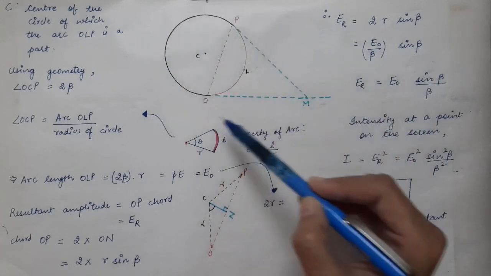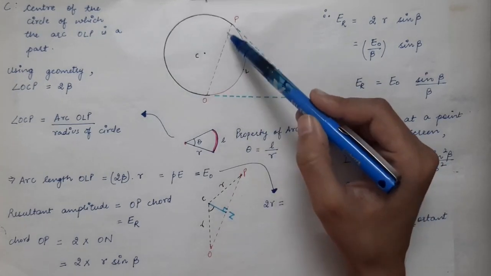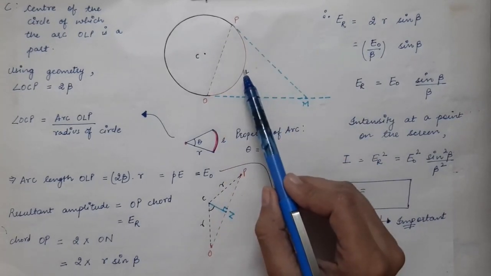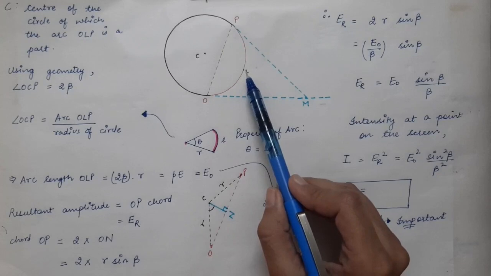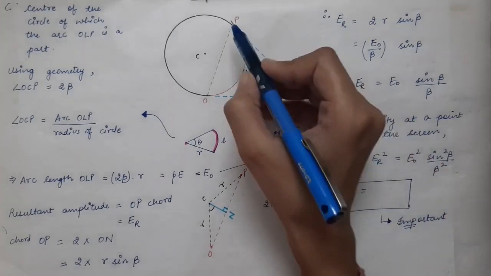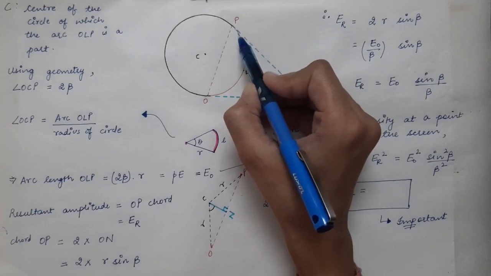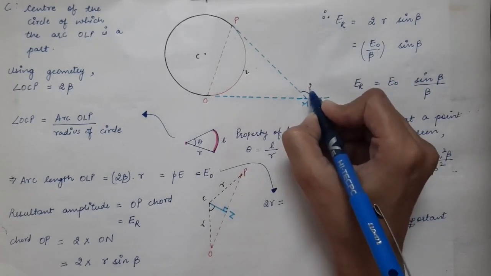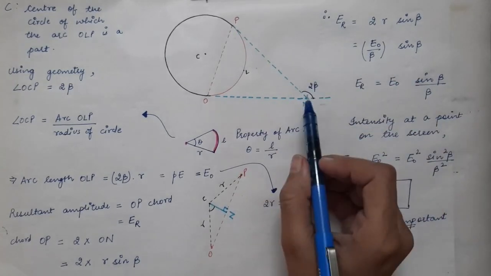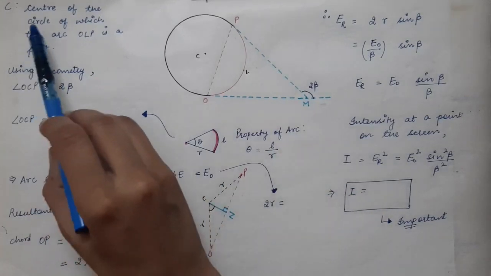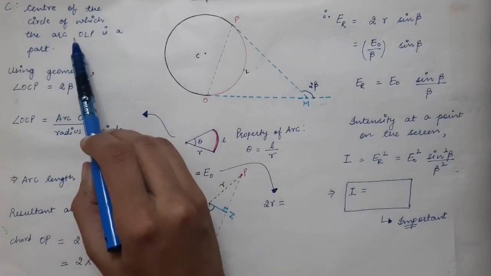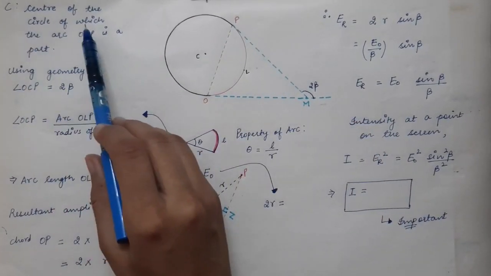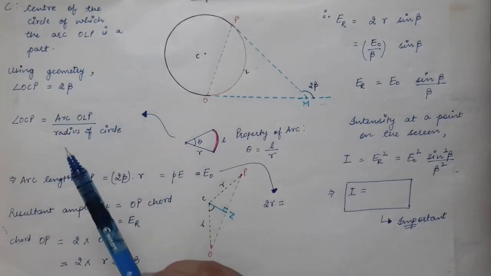So using the properties of a circle, now we will find the length of this chord. Let's say this is the center of the circle, and this point L is assumed to be on the circumference of the circle. Now the angle which is made by the last vector which we had drawn, the last wave, has a phase of twice beta with respect to the first. So this angle will be equal to twice beta. C is the center of the circle of which the arc OLP is a part.